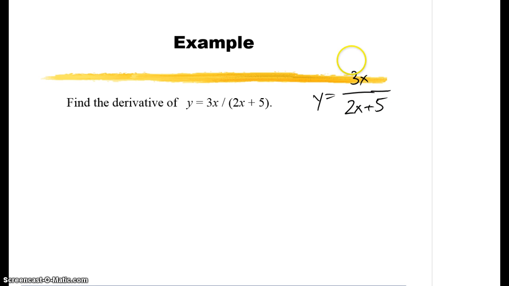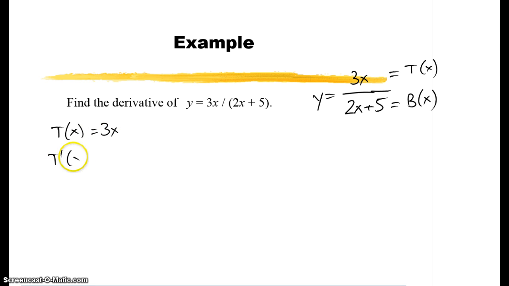So again, you could call these n and d if you'd like, but I prefer to call them t and b, because it stands for top and bottom. It really doesn't matter. You could stick to n and d if you prefer. You could use t and b. You could call them whatever you want. I'm going to do the same thing here that I did for the product rule. On the side, I'm going to write t of x and b of x and take their derivatives. So if t of x is 3x, the derivative of that is 3.